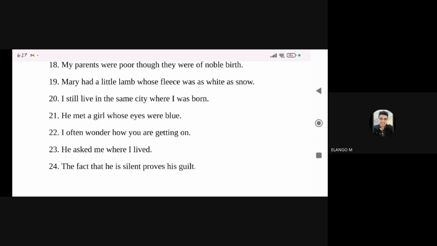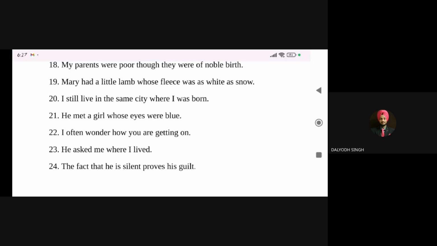Right. So then next one would be number 21. He met a girl whose eyes were blue. Whose eyes were blue. And what is this one? Adjectival. Absolutely, adjectival. Correct.